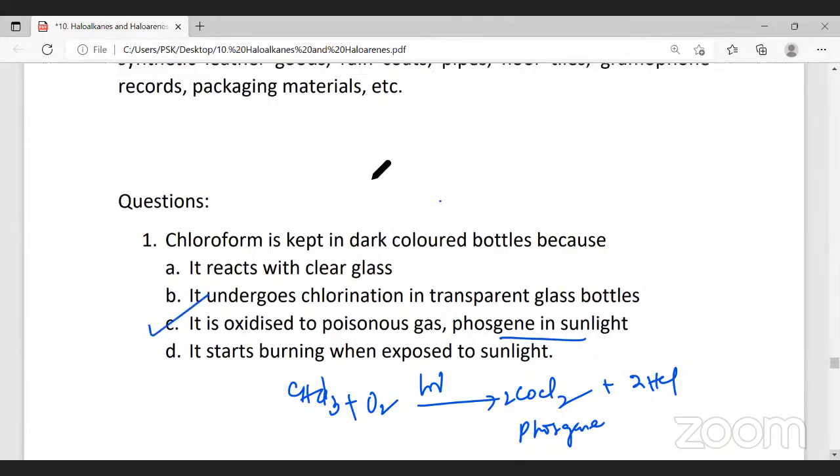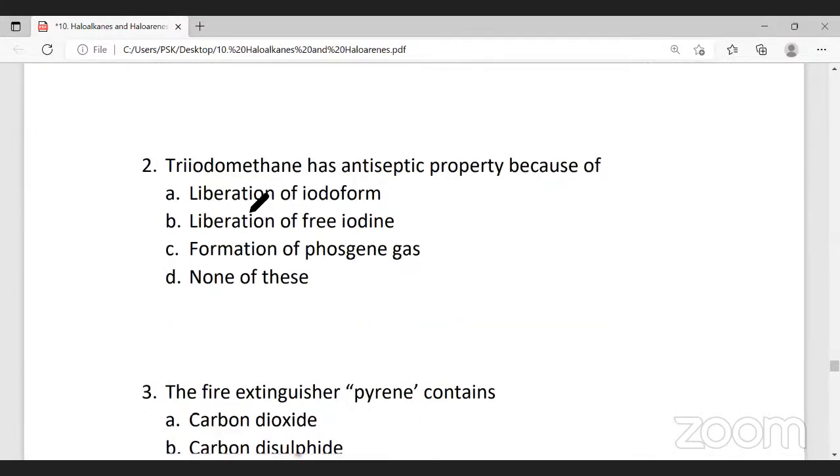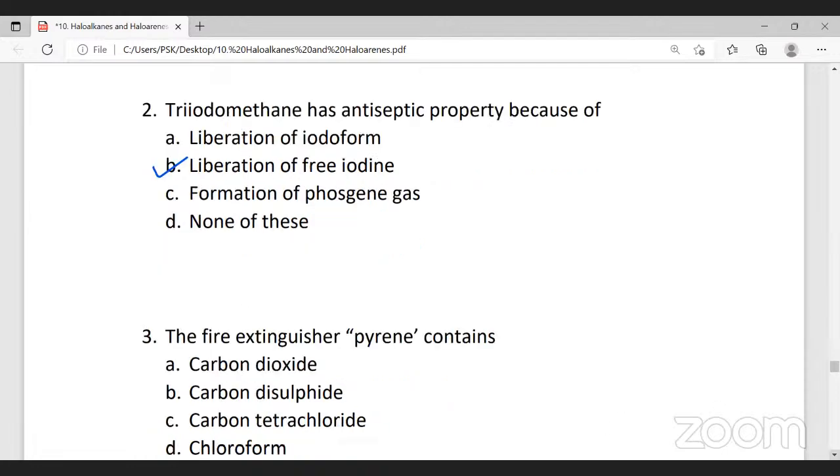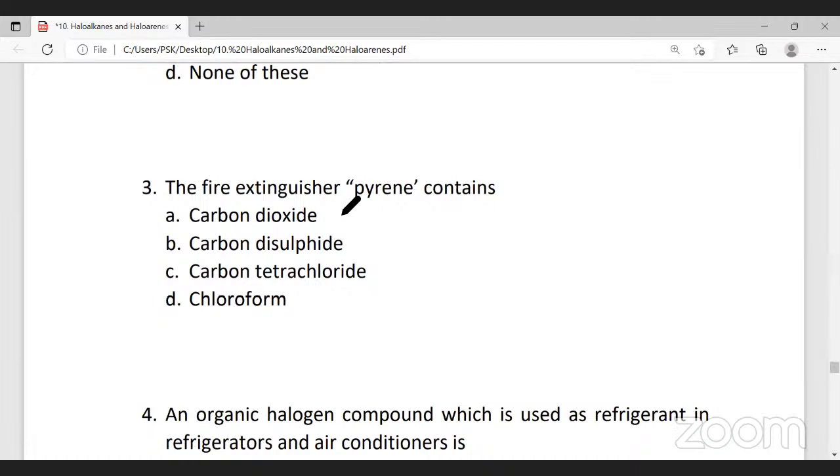Triiodomethane has an antiseptic property because of: liberation of iodoform, liberation of free iodine, formation of phosgene gas, or none of these. Today we learned it is due to the liberation of free iodine. The iodine which is liberated acts as an antiseptic. Next, the third question. The fire extinguisher pyrene contains carbon tetrachloride. Pyrene is another name for carbon tetrachloride.